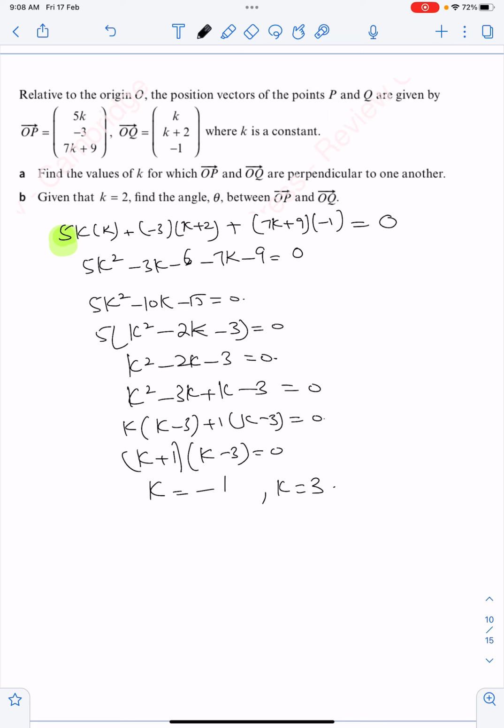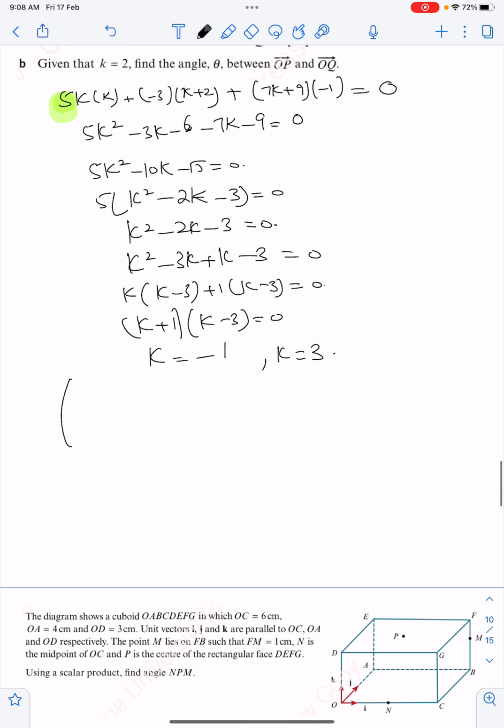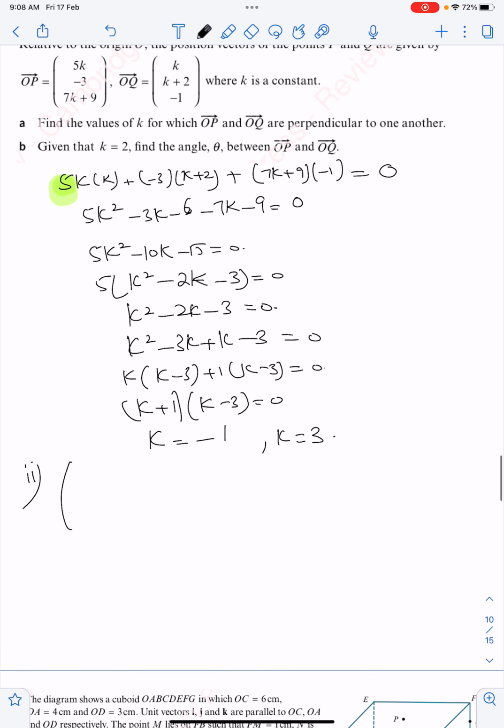Okay, given that K equals 2, find the angle between OP and OQ. So if K is 2 in the second part, OP is having a K in that, and K is 2. For the second part, you have to take the value of K as 2. So it's going to be 10, negative 3, and 7 times 2 plus 9. 7 times 2 is 14. 14 plus 9 is 23.